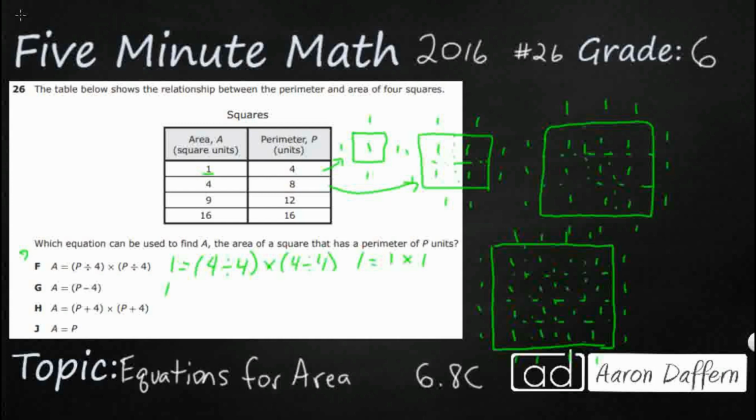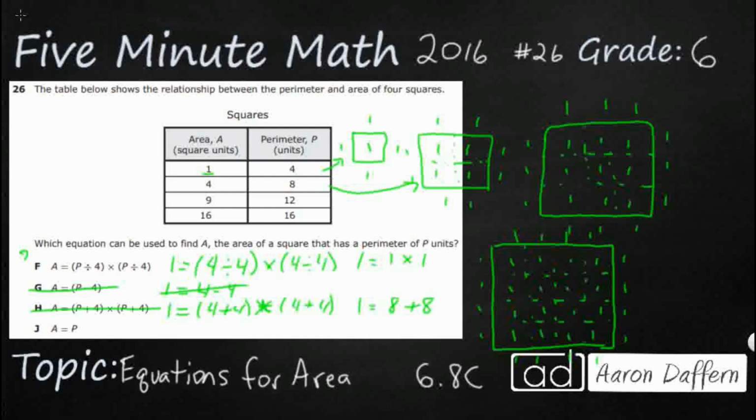A equals 1 equals, and then P, 4 minus 4. Nope, that's not going to work. The first one doesn't even work for that one. This one looks a little bit more complex here. H. So 1 equals, so I've got P plus 4, so that's 4 plus 4 times, let's make that multiply there, 4 plus 4. So that's 1 equals 8 plus 8, no.